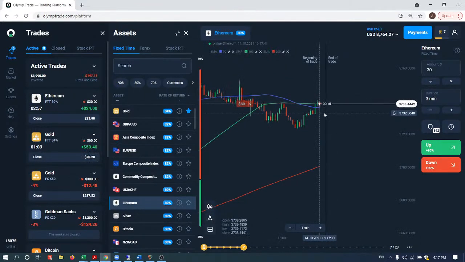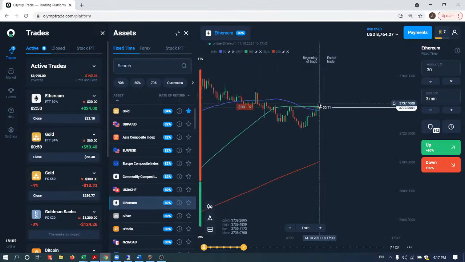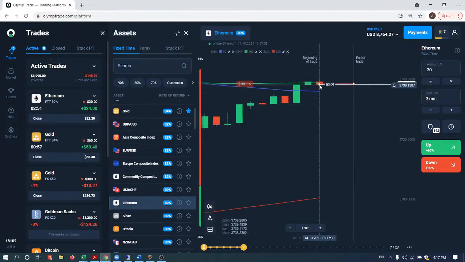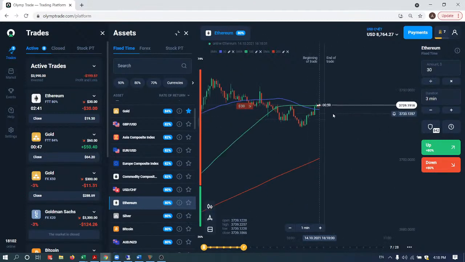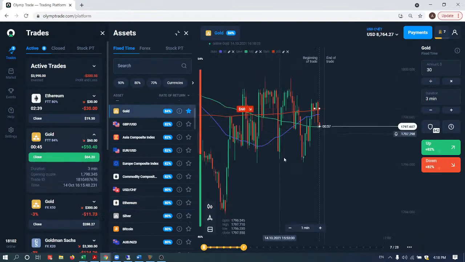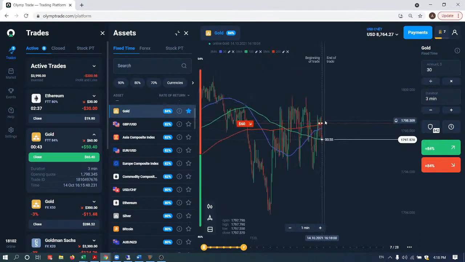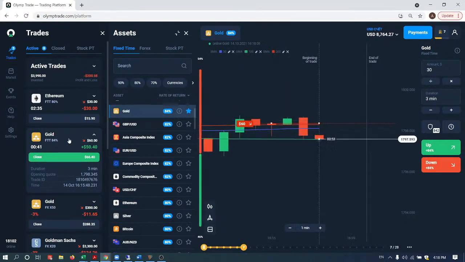All right, let's go ahead and try crypto. So we have Ethereum, and currently the price is trading right under the 100 SMA and the 50 SMA. So that's a good moment to open a trade in the downwards direction. Yes, and I'm using direct Martingale.